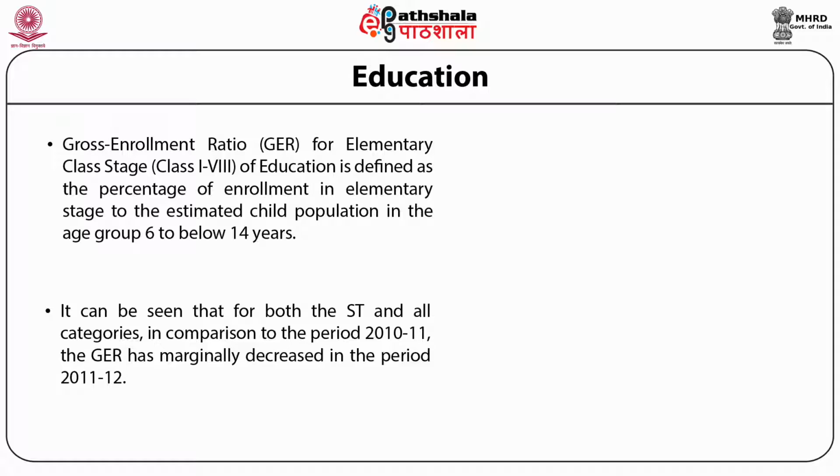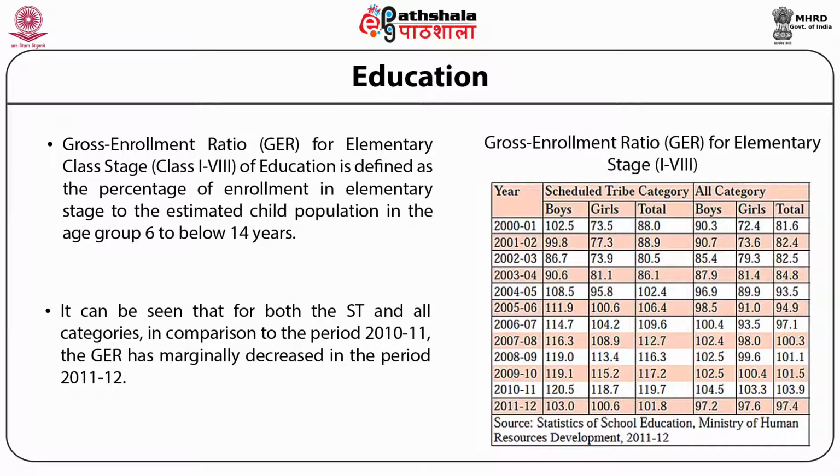Further, this can be understood by this table where the gross enrollment ratio for elementary stage is given for year 2001, 2002, 3 up to 2011 and 12 for boys, girls and total of scheduled tribe category and for all category. So that is 102 for boys in 2000 and 2001 and 73 for girls among scheduled tribe category and 88 for total, whereas in all category that was 90.3 for boys, 72.4 for girls and 81.6 for total.